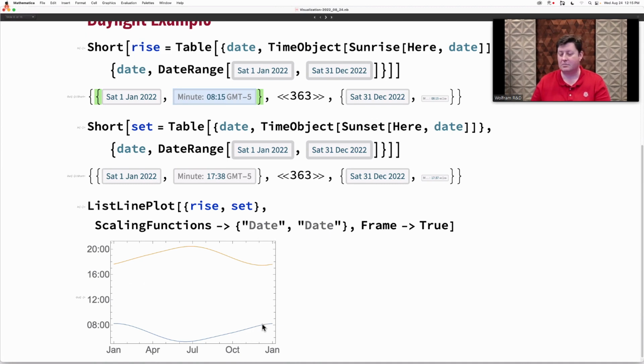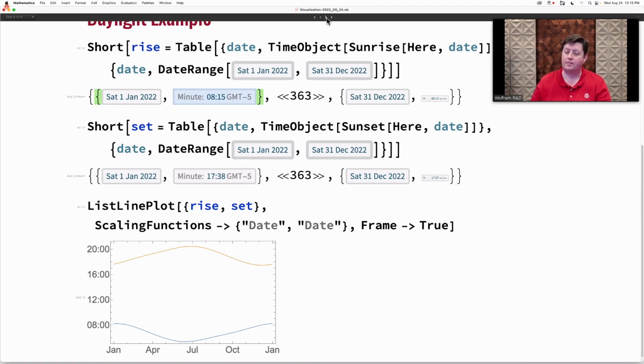And admittedly, at the moment, this version isn't accounting for daylight saving time. It would be a little bit more work to correct for that in the construction here, and I wanted to keep it a little bit simpler. And even though this is time object instead of date object on the y-axis, it's still a date scale, and that's still the scaling function we're going to use for that.